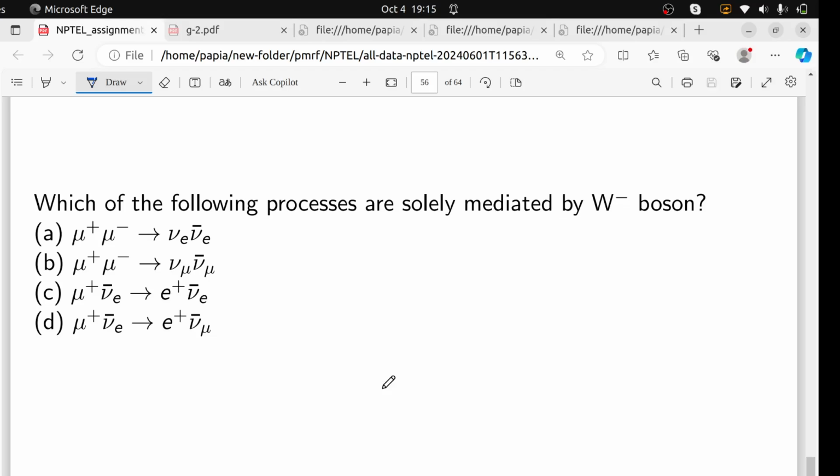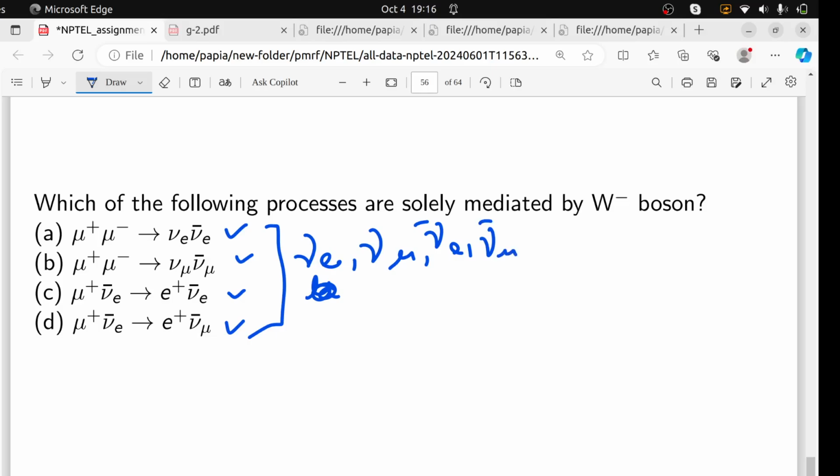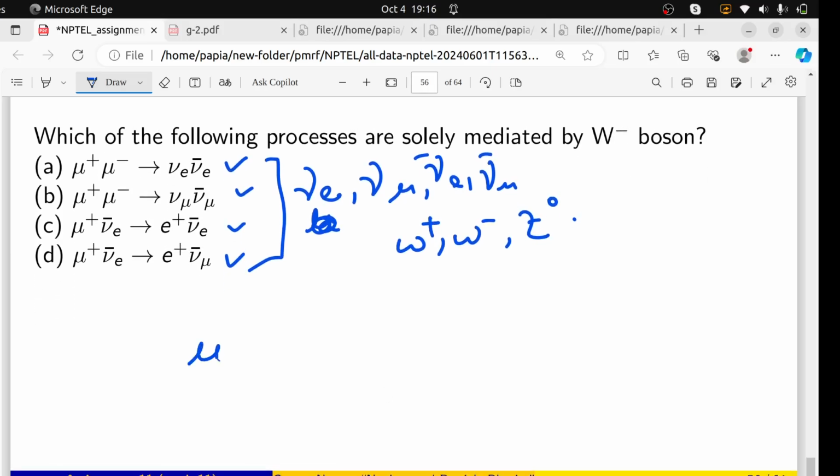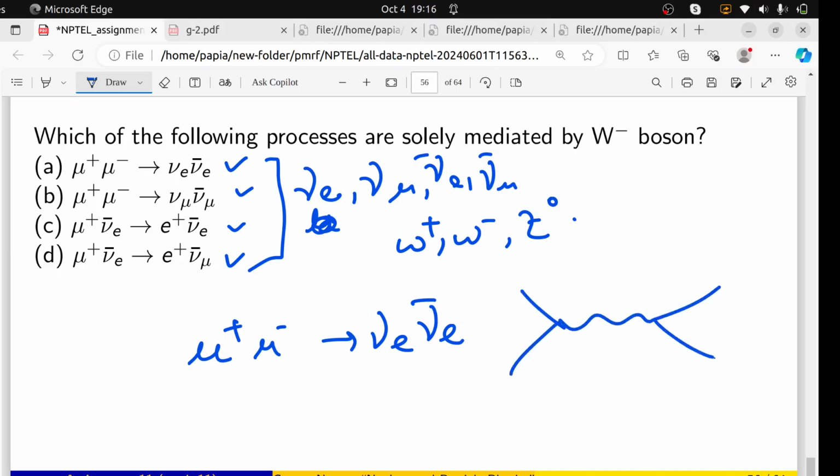Now see again these questions. Which of the following processes are solely mediated by W boson? Just quickly check this. 1, 2, 3, 4. As in all 4, neutrinos are present, ν_e, ν_μ, ν̄_μ, so obviously these are mediated by W+, W− and Z0. But which are the responsible one? So μ+ μ− going to ν_μ ν̄_μ. For this case, this is only possible through this one.